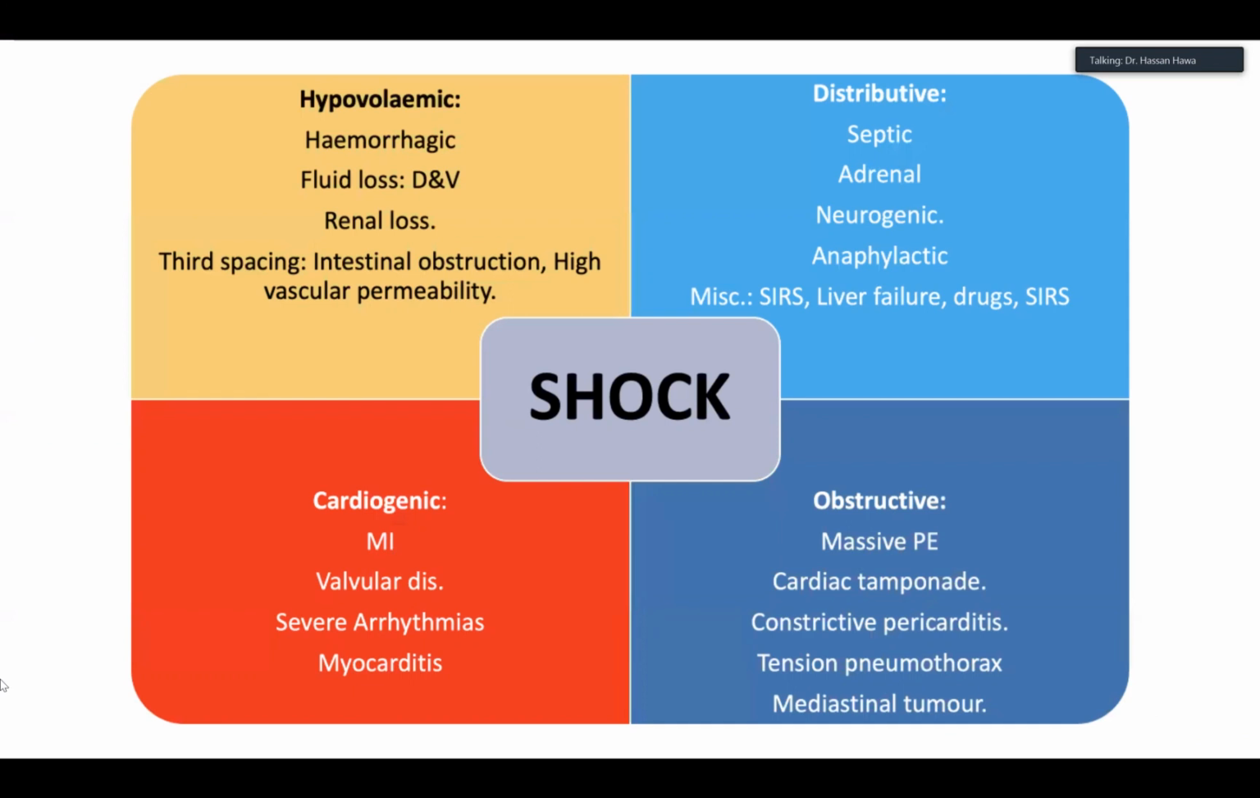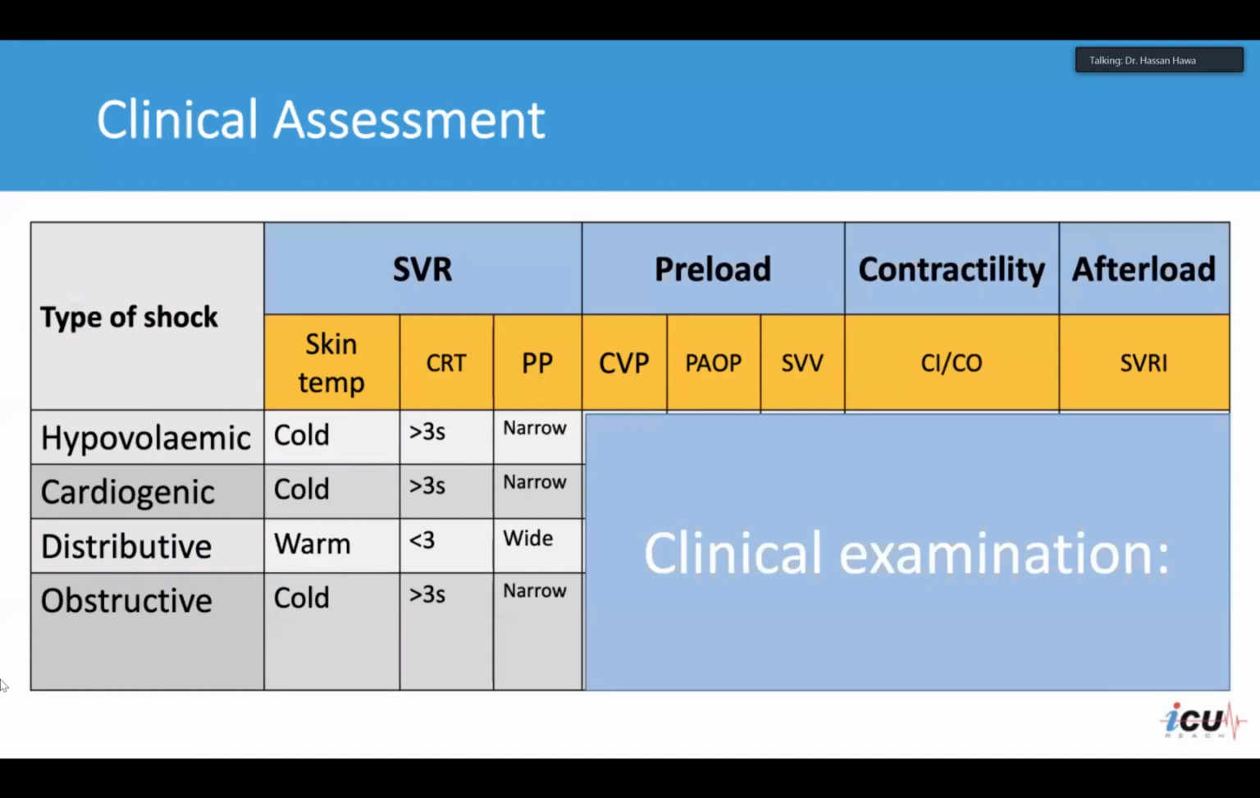This is just to illustrate various types or examples of shock that we have already talked about. And here we come to the clinical assessment. To assess the patient, you will assess the systemic vascular resistance. You can assess the preload, the contractility, and the afterload. Now, in low resource countries, you might not have many tools at your disposal to assess various parts of the hemodynamics. However, assessing the systemic vascular resistance is easily achieved by checking the skin temperature, the capillary refill time, and the pulse pressure.